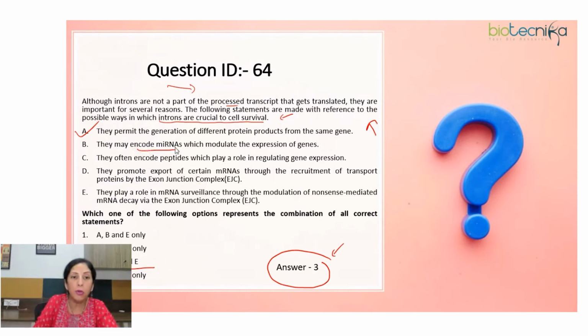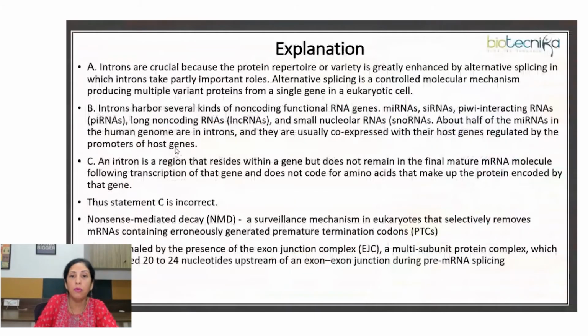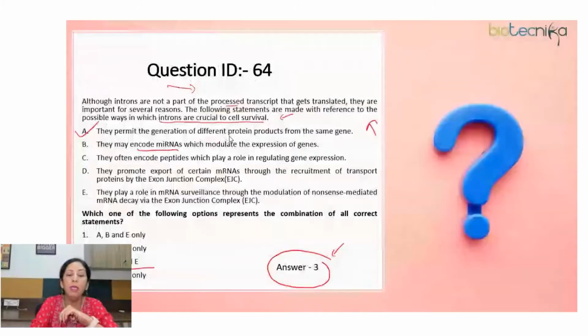Why? Because introns harbor several kinds of non-coding functional RNA genes: miRNAs, siRNAs, PIWI-interacting RNAs, long non-coding RNAs, and even small nucleolar RNAs. About half of the miRNAs in the human genome are in introns. So that makes statement B a correct statement.